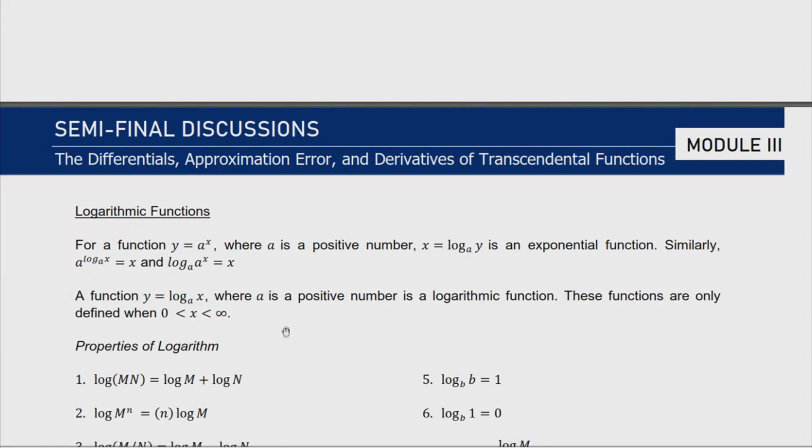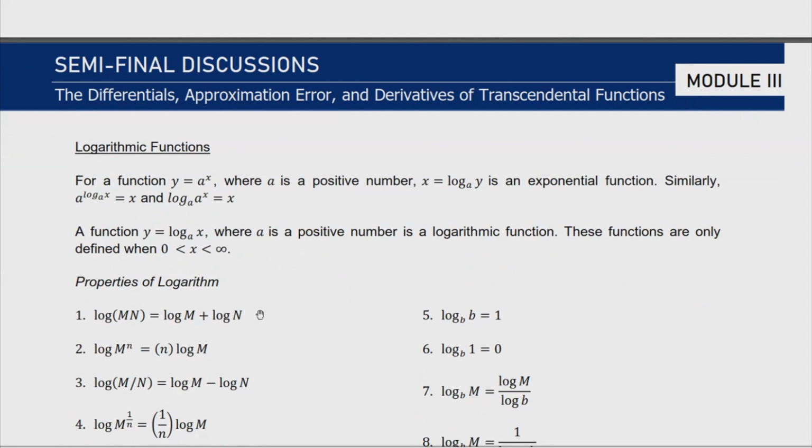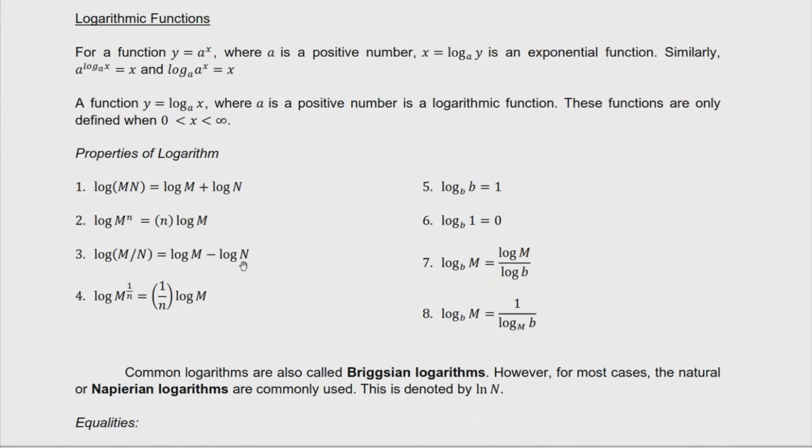These functions are only defined when x is greater than 0, up to infinity. Just to give you an idea, if we take the logarithm of a 0 value, we won't be able to get an answer, because that's how the logarithmic function works. They don't actually have any value for 0, so they have an asymptote at x equals 0. And of course you cannot substitute infinity into such an expression. So the x value should be defined. Okay. Now let's have these 8 properties.